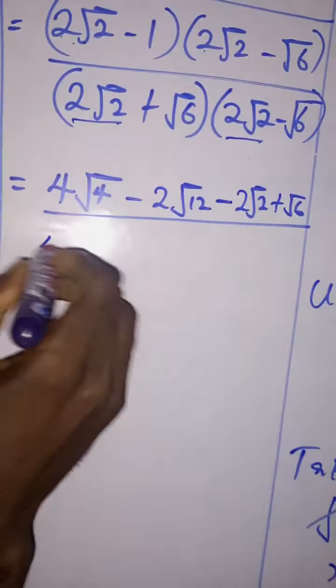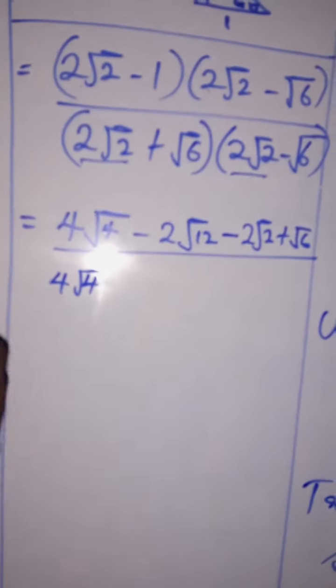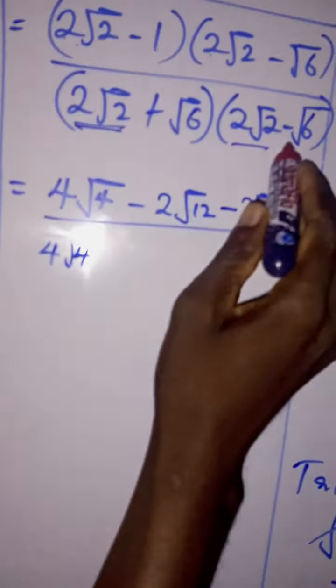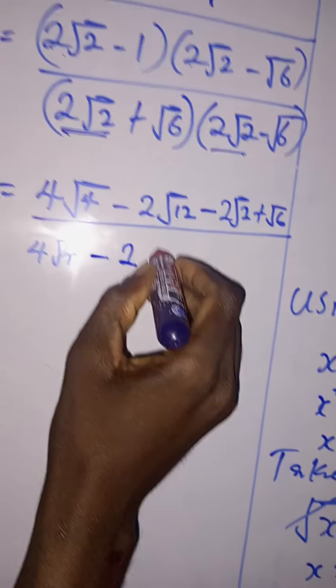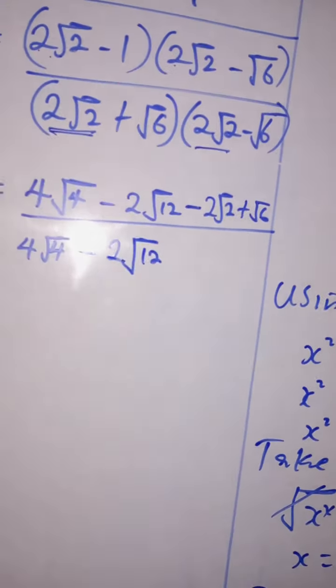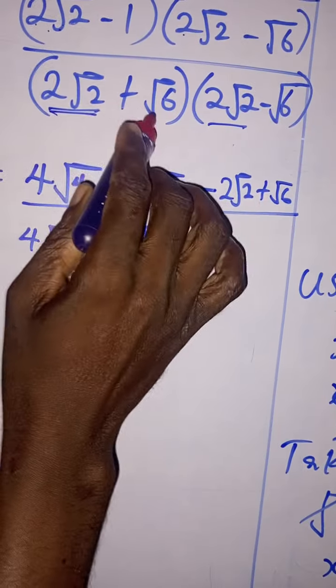So that will give me 4 root 4. The same, this one multiplied by this, that gives me minus what? 2 root 12. And I'm done with that.